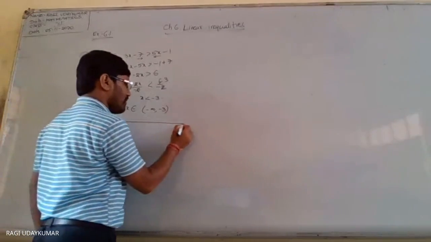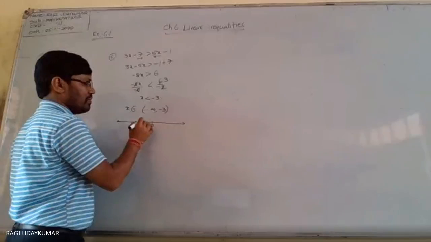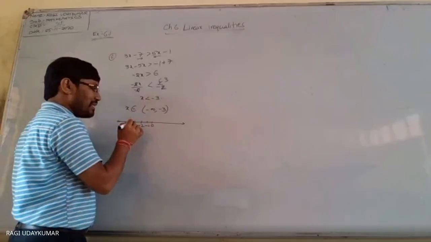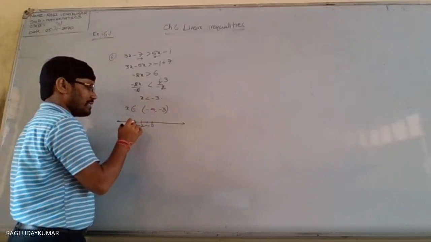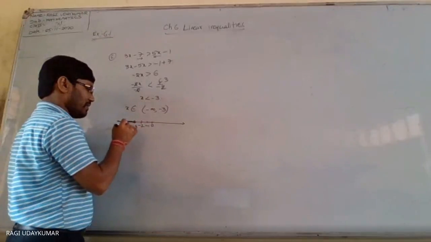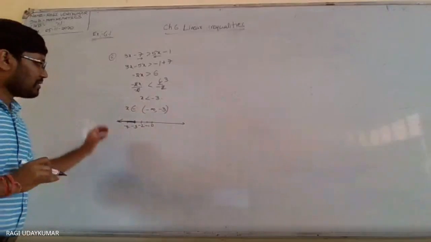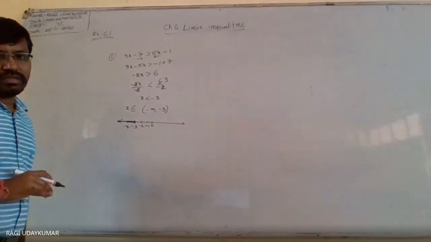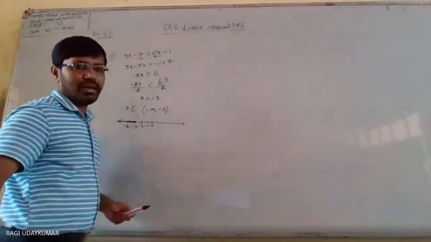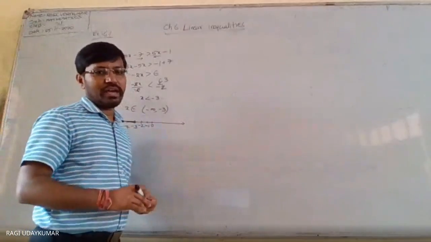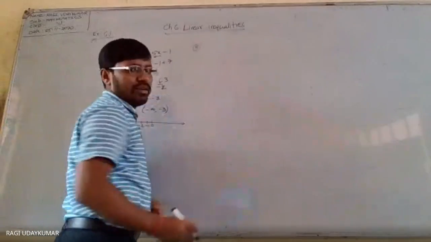Take a number line. 0, minus 1, minus 2, minus 3. Minus 3 is not included, but less than minus 3 all are included. So make a circle here and highlight this, like this. With the pencil you have to highlight it. Represent on the number line. Okay, so that is the 7th problem, and the next, the 8th problem. You see the 8th problem.